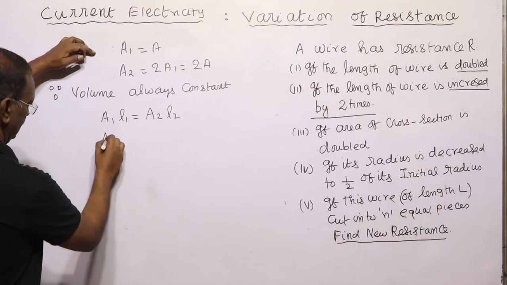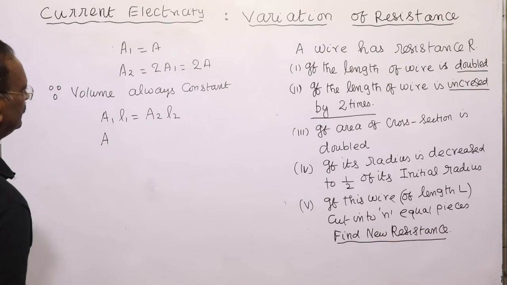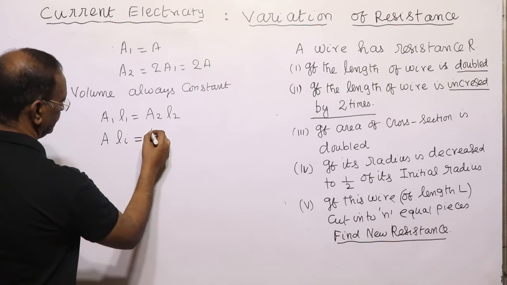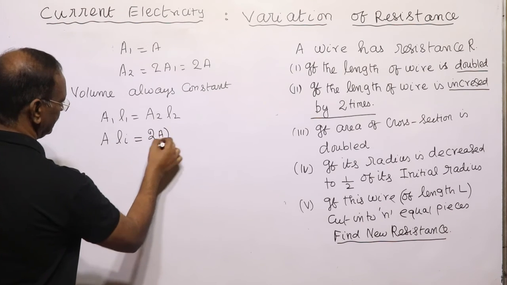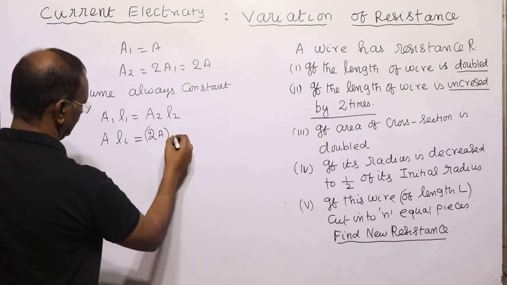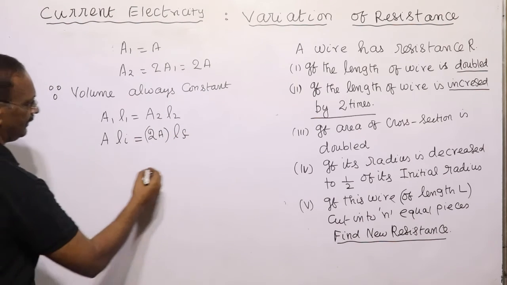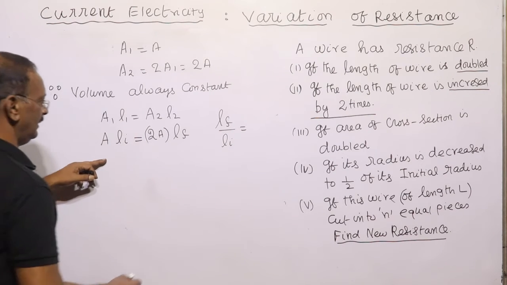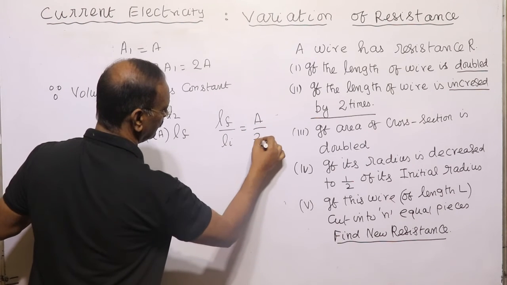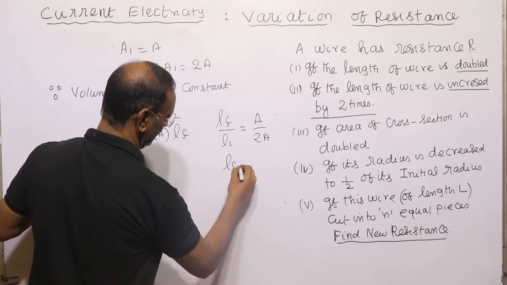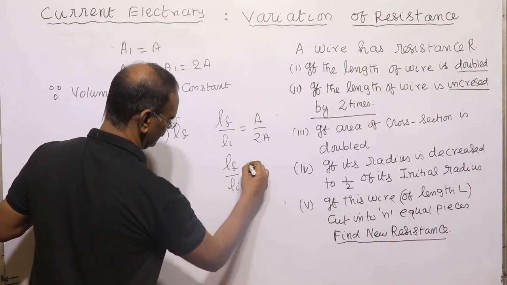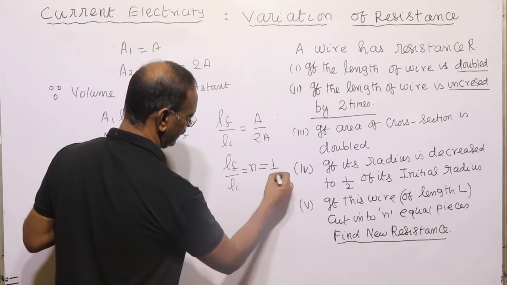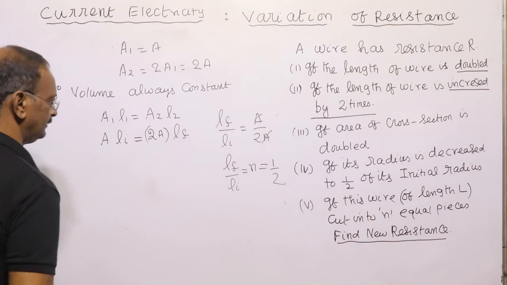A1 is equal to A. He has not mentioned L1, that is L initial, and A2 is equal to twice the initial area. So A into L initial is equal to 2A into L final, or L final by L initial is equal to A by 2A. L final by L initial is equal to N, where N is the number of times the length has increased, which is half. So N is equal to half.